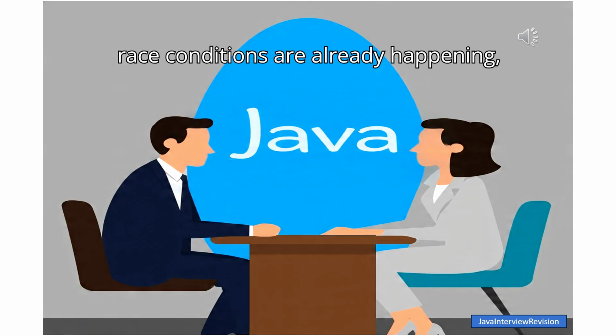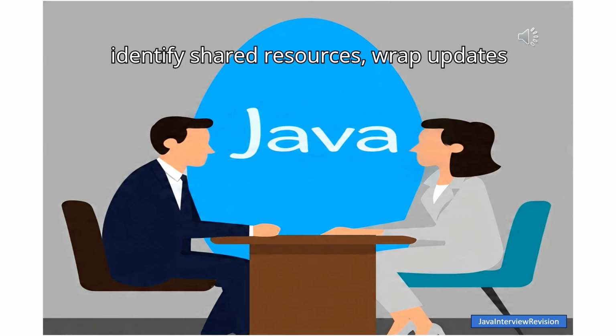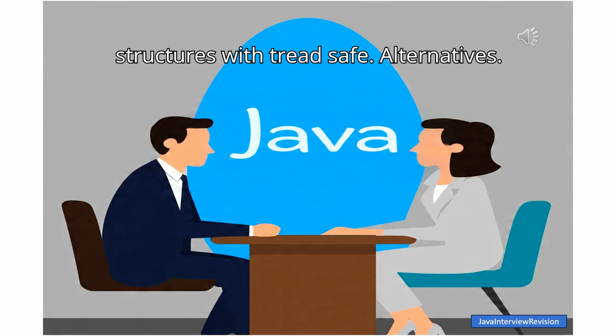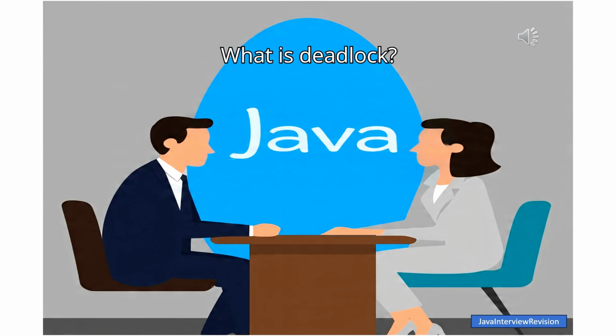Resolution: if race conditions are already happening, identify shared resources, wrap updates in synchronized blocks, or replace data structures with thread-safe alternatives. What is deadlock?